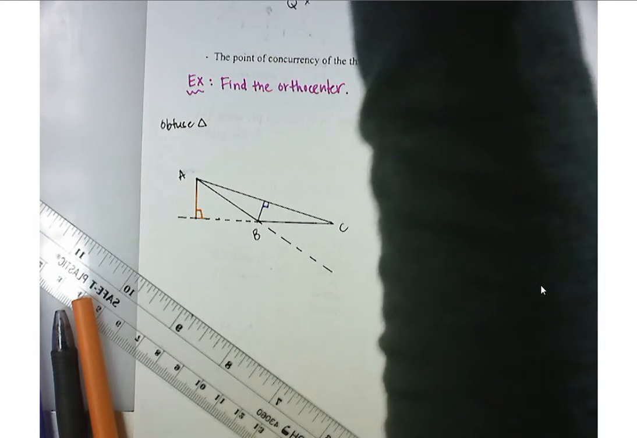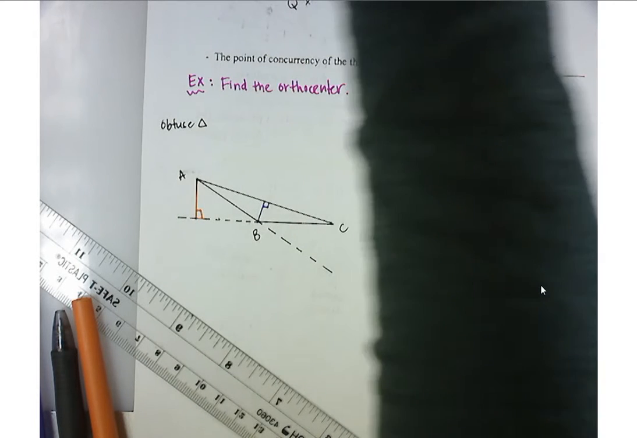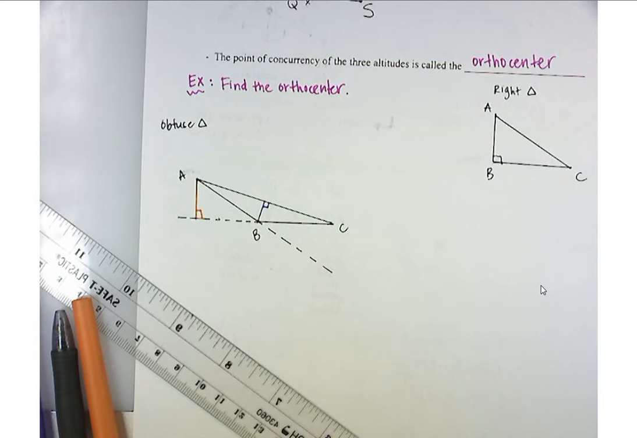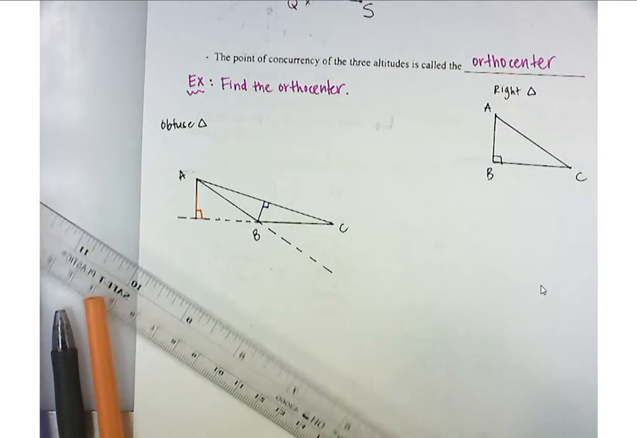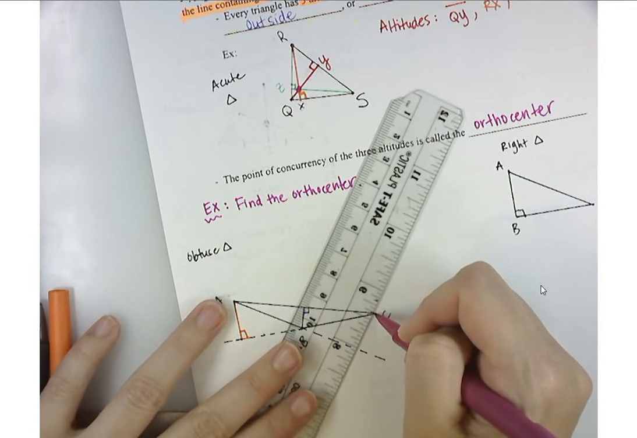So we can see that when you have an acute angle, that is going to be the simplest one to do. If it's obtuse, you're going to have to extend. Okay, and now I can draw the altitude here.